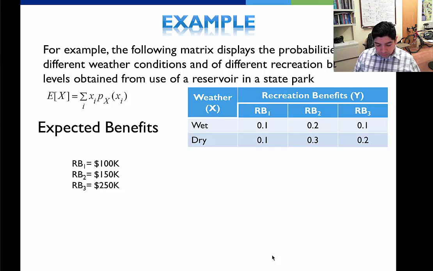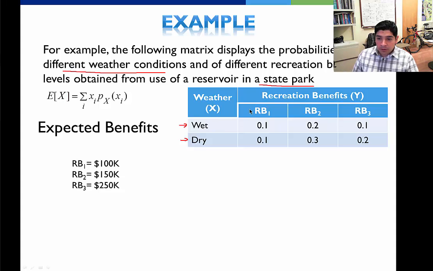So now we're going to be talking about this exercise, and I'm going to be using this exercise for the second part of this lecture. Basically, what we are going to do here is, we have two different weather conditions: it can be wet or it can be dry. And depending on if it is wet or dry, for a specific state park, these are the recreational benefits that you can get.